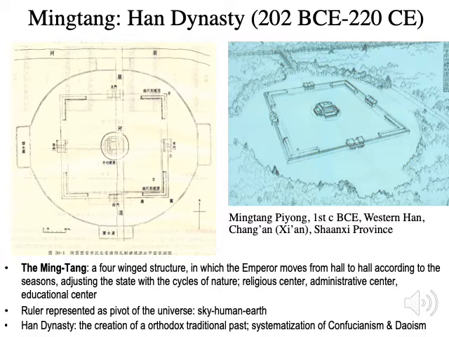We don't really know what it looked like, but we know exactly what the Zhou dynasty son of heaven was supposed to do in this building. The Zhou dynasty Mingtang was a four-sided structure in which the emperor moves from hall to hall according to different seasons, adjusting the states with the cycle of nature. It was simultaneously a religious center, an administrative center, and an education center as well. Edicts were issued there. Specific orders were given from the Son of Heaven in Mingtang, and it was certainly a sacrificial center, first and foremost, a ritual center.